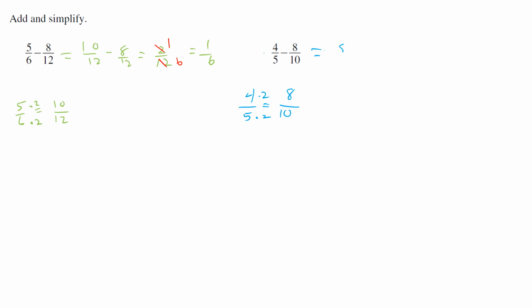So this is going to give me 8 over 10 minus 8 over 10, which is 8 minus 8 over 10. This is going to actually give me 0 over 10, right? And 0 divided by anything is just going to be 0.